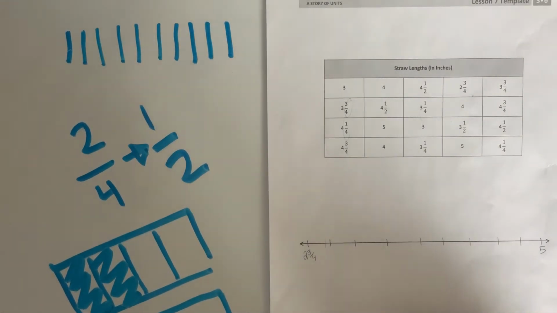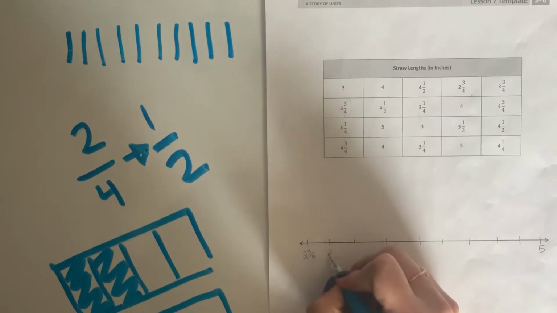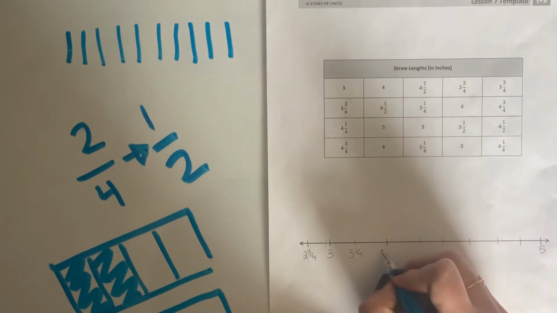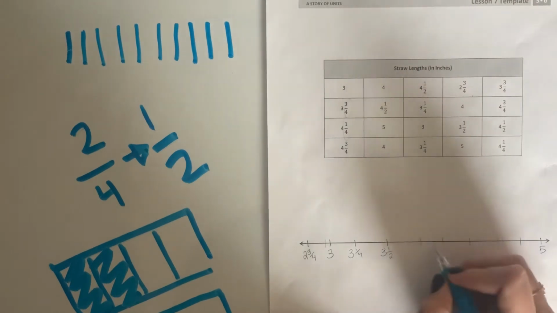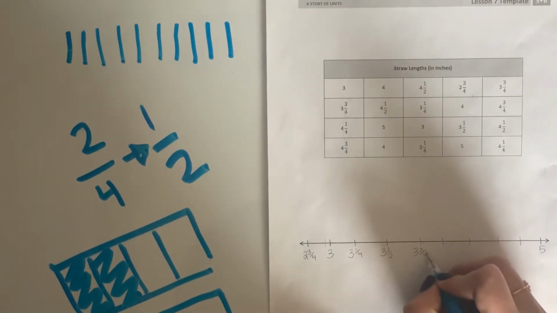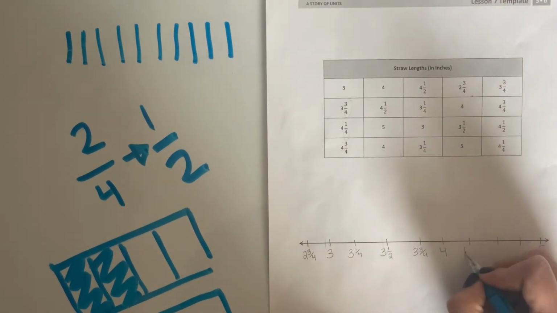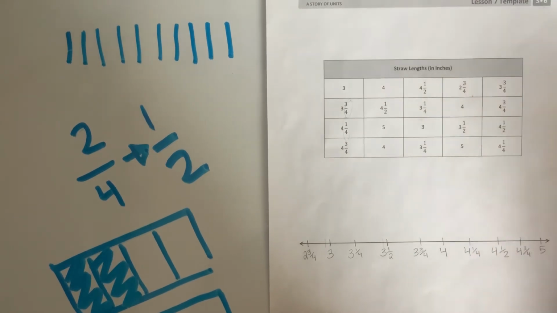And now that we've drawn our tick marks, let's label them. So again, we're going to go through and say 2 3/4, 3, 3 1/4, 3 2/4, which is the same as 3 1/2, 3 3/4, 4, 4 1/4, 4 2/4, which is 4 1/2, and then 4 3/4, 5.